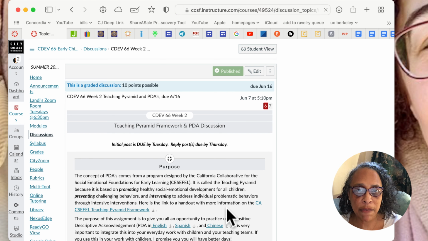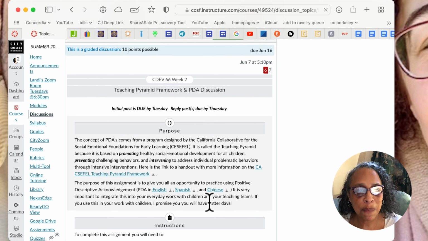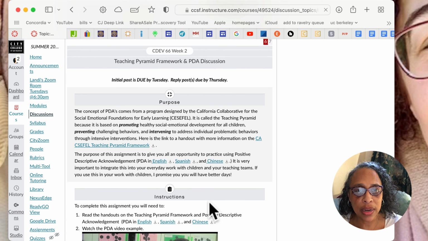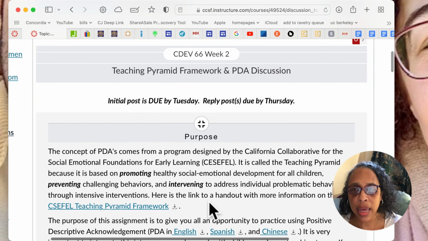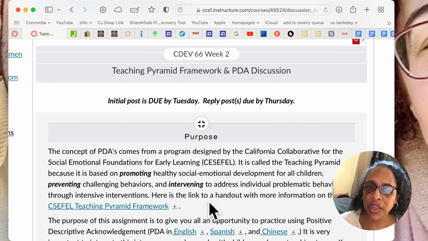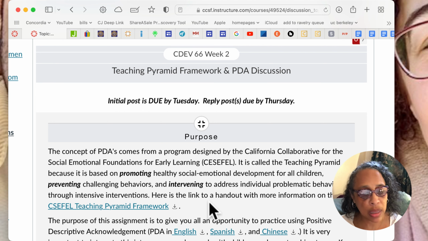Well, that's the main part of the information for this week. And so this is the one assignment that you have. We're going to be talking about PDAs, positive descriptive acknowledgement. So this is part of the teaching pyramid, and it's like the one thing you're going to have to do no matter what if you work in a subsidized program. And it's just a life skill that we should all have. It's great. Try it out. I challenge you to try it in your regular life. You'll be surprised.